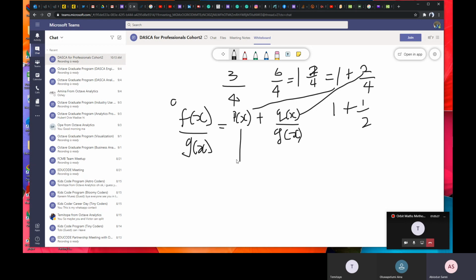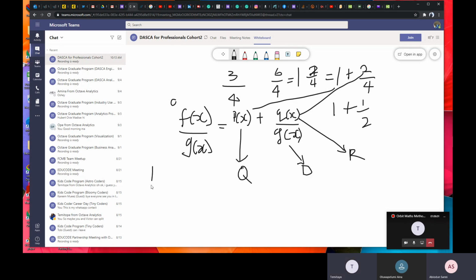So I'll call this p, which is the polynomial. Sorry, this is our quotient, which I'm supposed to call q. This is my remainder, while this is my divisor.